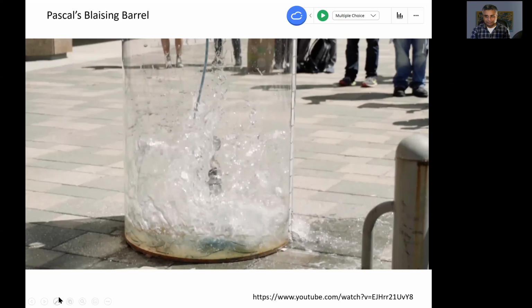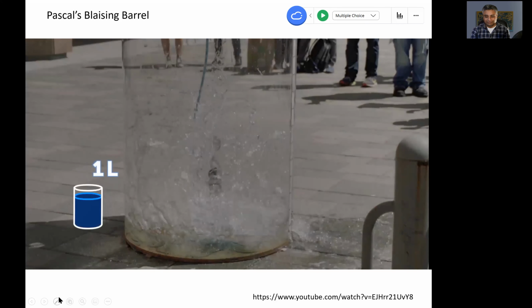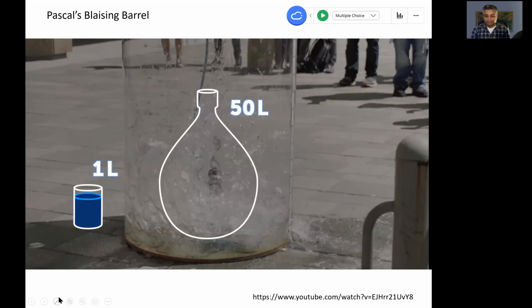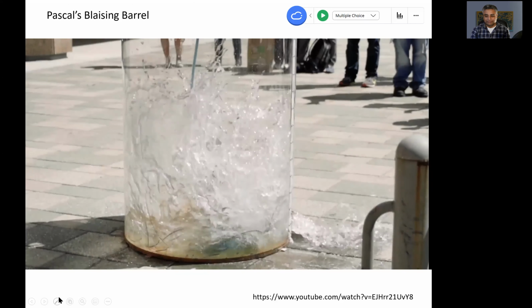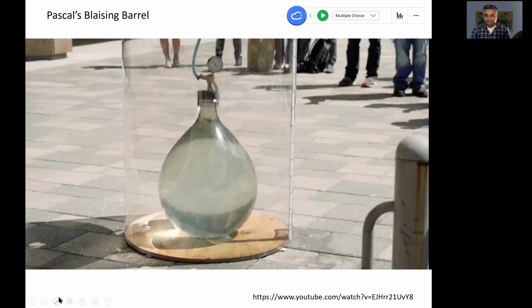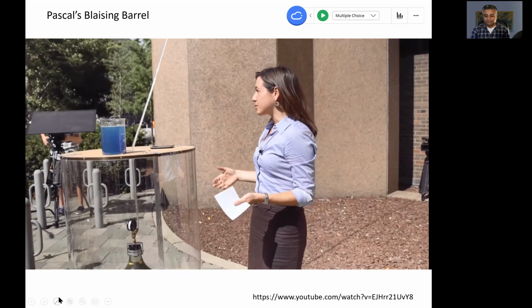But wait, how did such a small amount of water break such a large barrel? Let's go back to the beginning to understand this. So what is hydrostatic pressure?